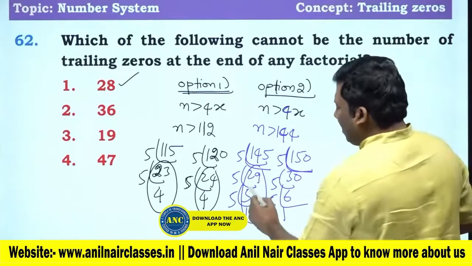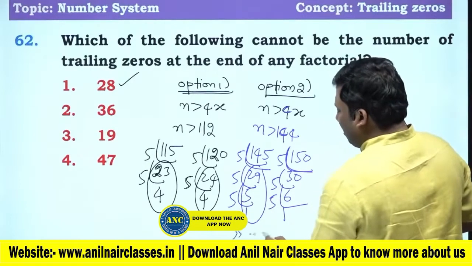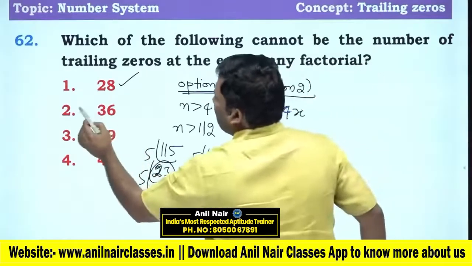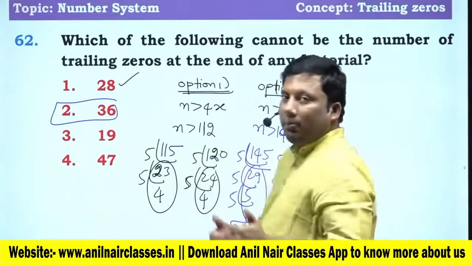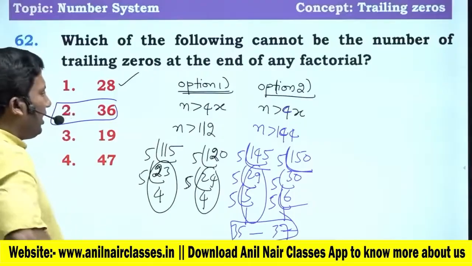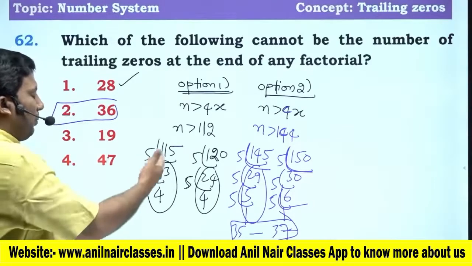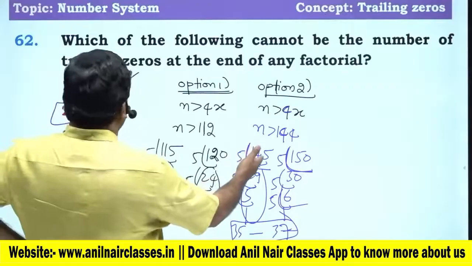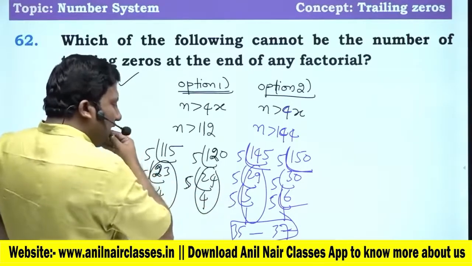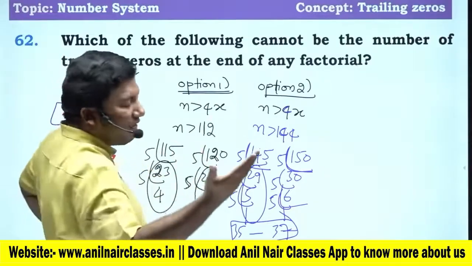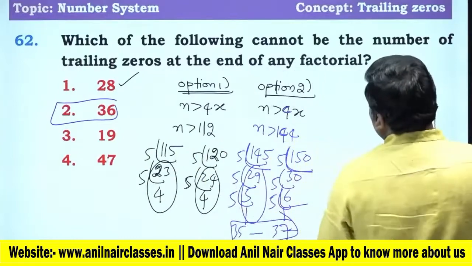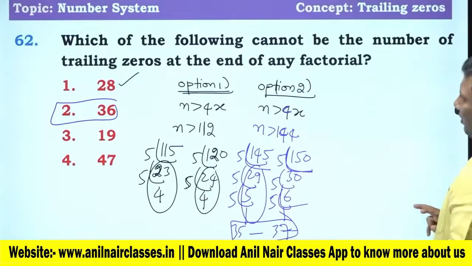A jump of 2 will be there, so it goes from 35 to 37. 36 will not be possible. I hope it is clear. N greater than 4x is the concept. N greater than 144, the multiple of 5 greater than 144 is 145, so this will give you 35 zeros. 150 is 25 into 6, so I will get an extra 2. So the next will be 37. The second one will be the answer.